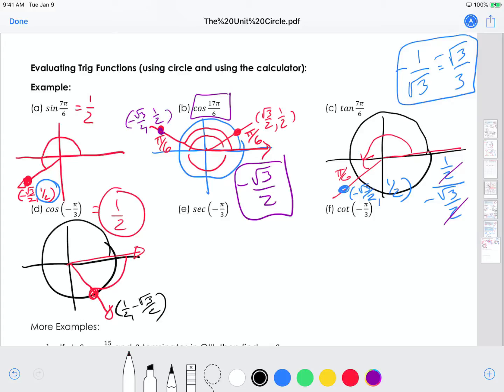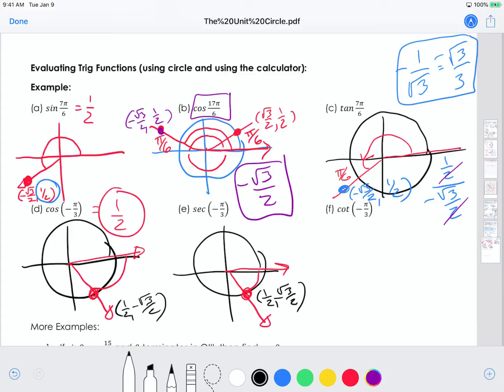Secant of negative pi over 3, that means I'm looking at the same angle. So here's my initial side. I swing open. Here's my terminal side. My point on the circle that it intersects with is 1/2, negative square root of 3 over 2. Secant is the reciprocal of cosine. Cosine at negative pi over 3 is 1/2. So I need to take the reciprocal of 1/2 and get 2. So my answer for this one is 2.